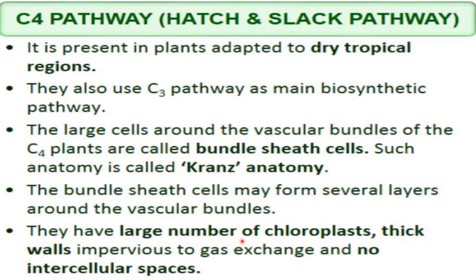In the plants in which the C4 pathway is found, a large number of chloroplasts are found. Their cell walls are thick, which are impermeable. Impervious means impermeable to gaseous exchange, and no intercellular spaces are found.